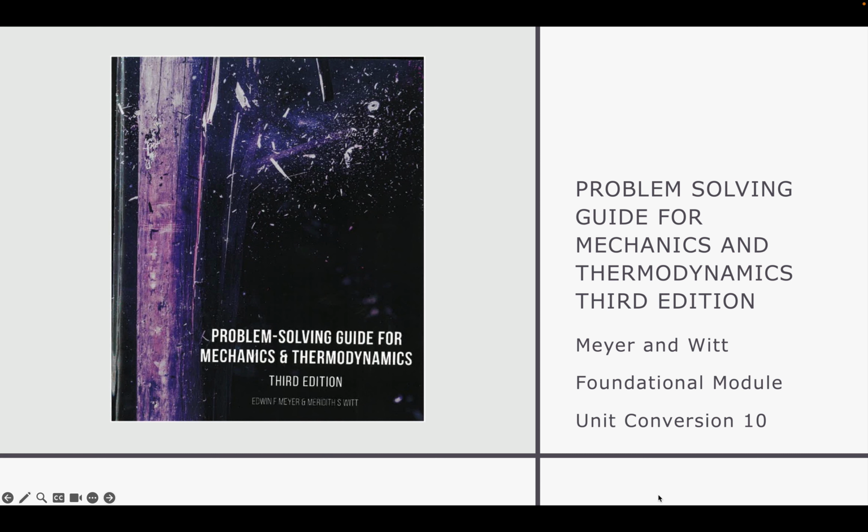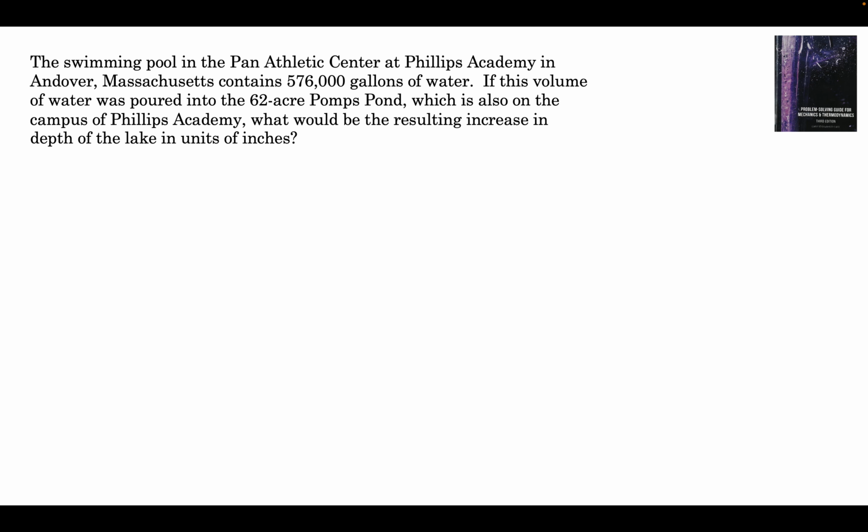This is problem 10 on the Unit Conversion Worksheet, the foundational module. The swimming pool in the Penn Athletic Center at Phillips Academy in Andover, Massachusetts contains 576,000 gallons of water. If this volume is poured into the 62-acre Pomps Pond, which is also on campus, what's the increase in the depth of the pond in units of inches?